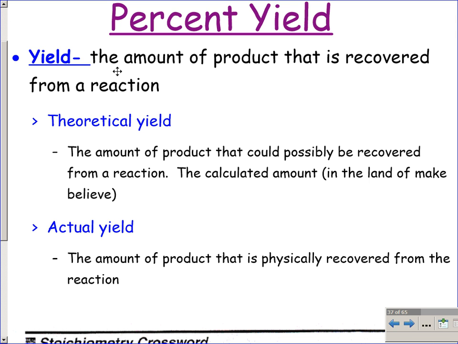So you can tell this is me. This is the way this is written. In the land of make-believe.